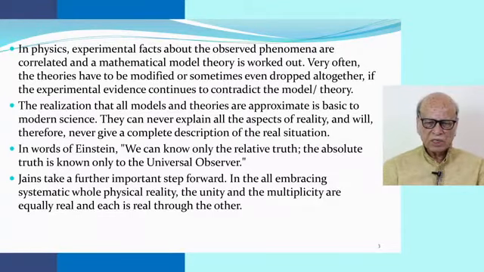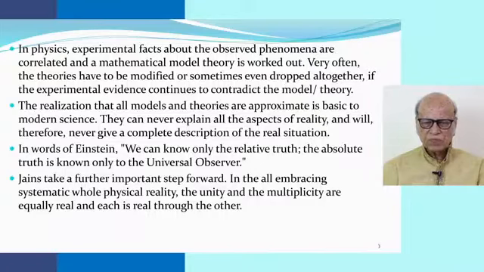In the words of Einstein, we can know only the relative truth. The absolute truth is known only to the universal observer. A very famous statement of Einstein, and he accepts this fact that we know only relative truth. We cannot know the absolute truth, because absolute truth is known to one who is a universal observer, something like omniscient. And therefore, any theory is verifying only the relative truth.